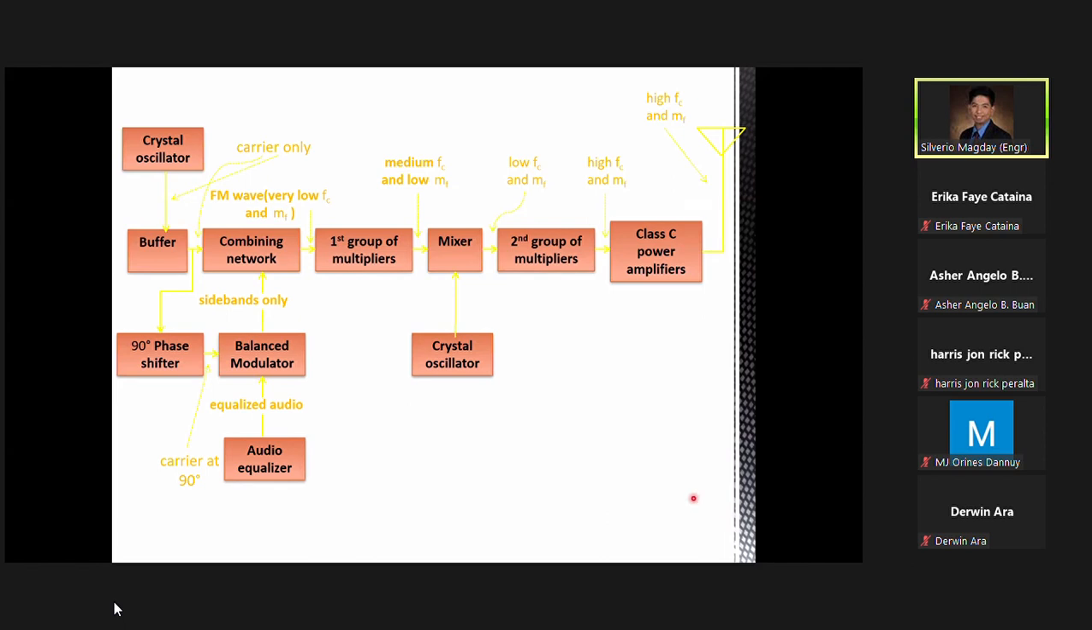So yung mga important dyan, meron yung audio equalizers. So it also uses phase shifters. So yung unmodulated is being shifted 90 degrees. And then added in a combining network. And then yung output of the combining network, we get yung FM wave. And then being raised using now a mixer.